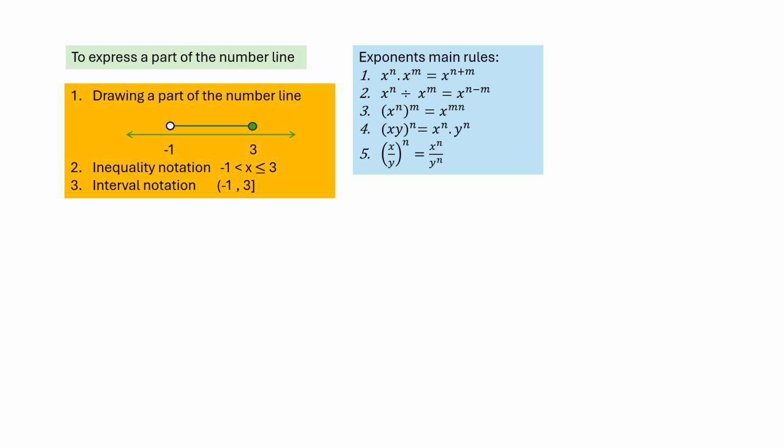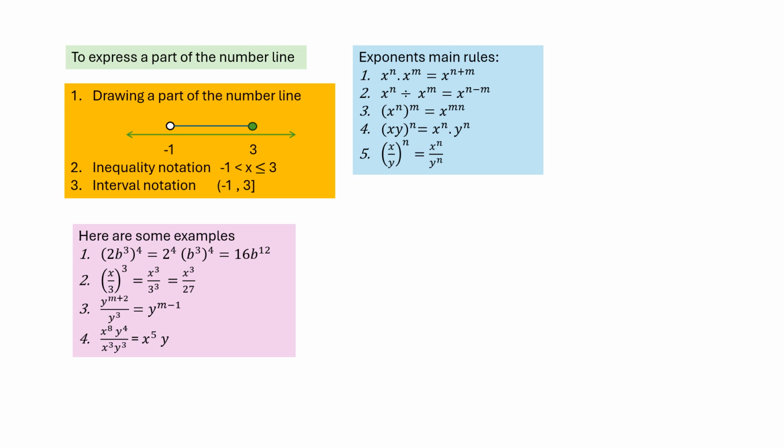Rule 3: if a base x has 2 powers, one above the other, as you see, you must multiply the powers by each other, so the answer is x power mn. If you have a bracket with a certain power, distribute the power on each part inside the brackets, like (xy) all power n will be x power n times y power n. And (x over y) all power n equals x power n over y power n.